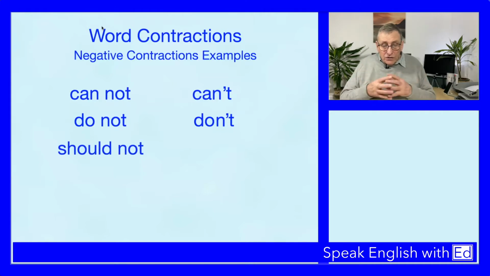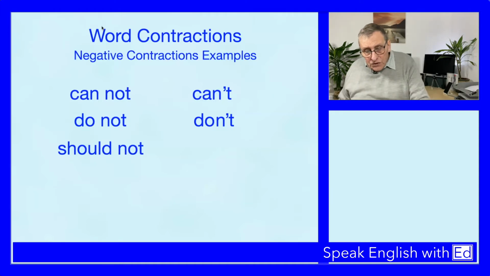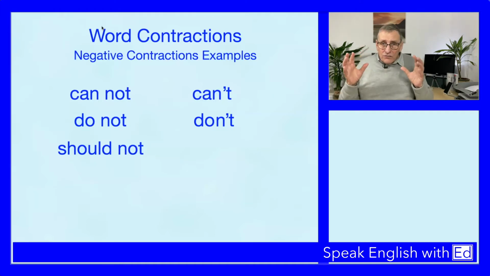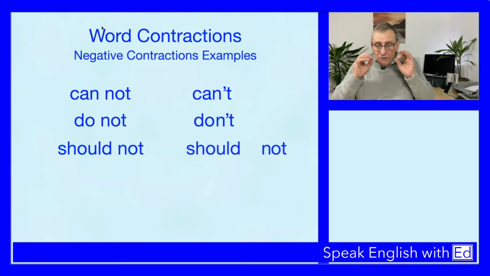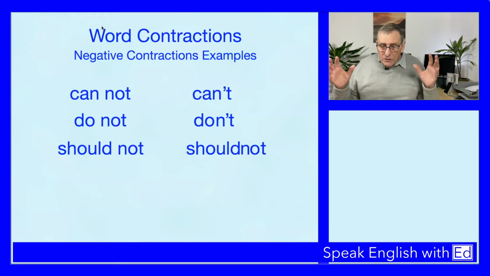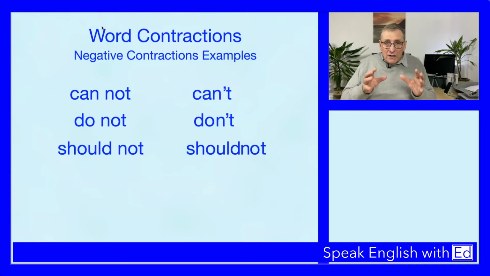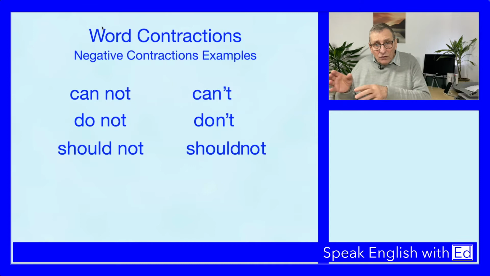And should not. You should not do that. So should not, we're going to contract that down to shouldn't. So we'll show you how to do that. So we've got should and not, two words, and we're going to bring them in. Instead of you should not do that, you should not do that.